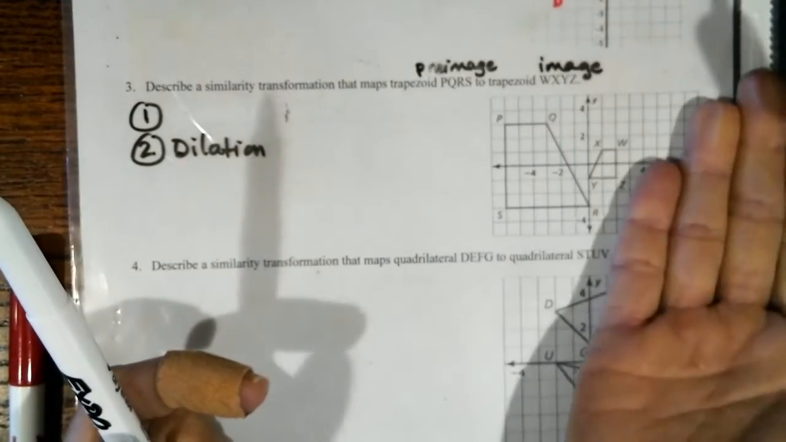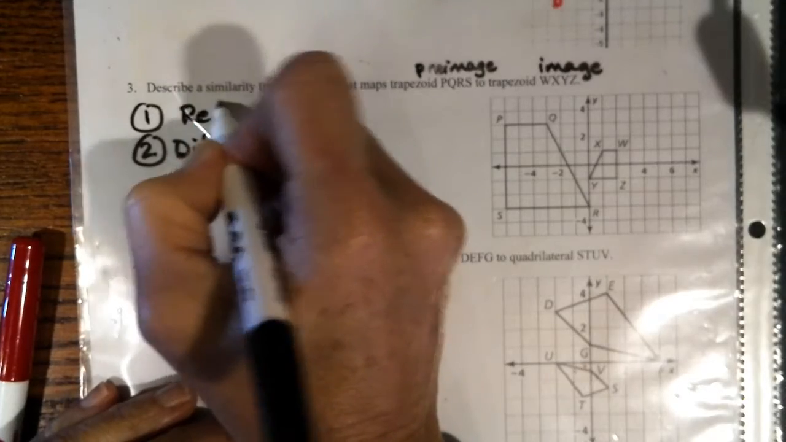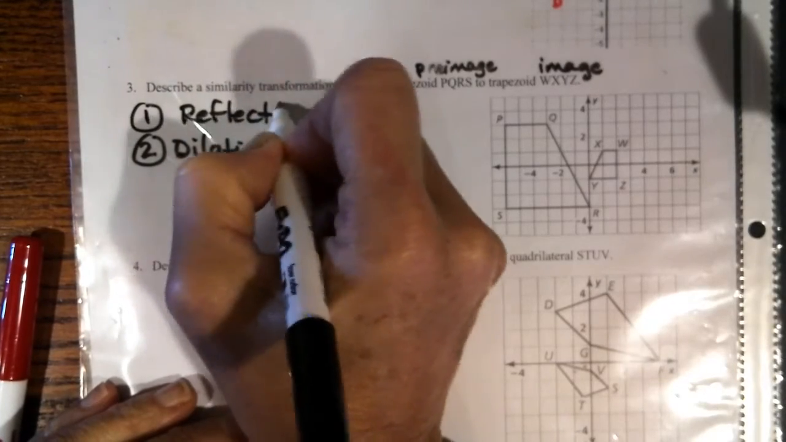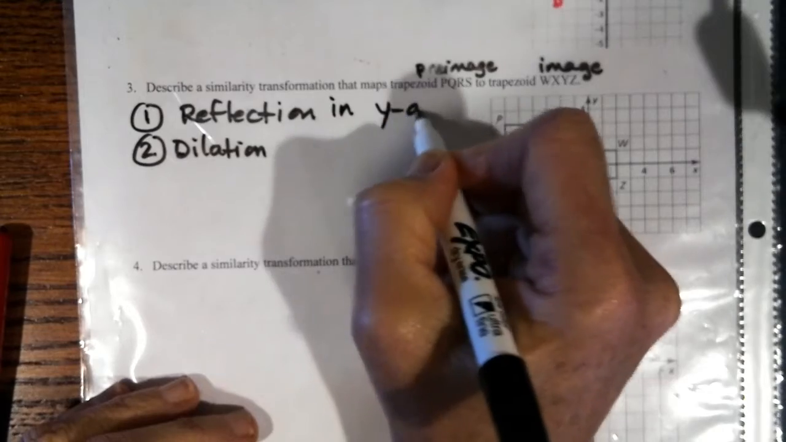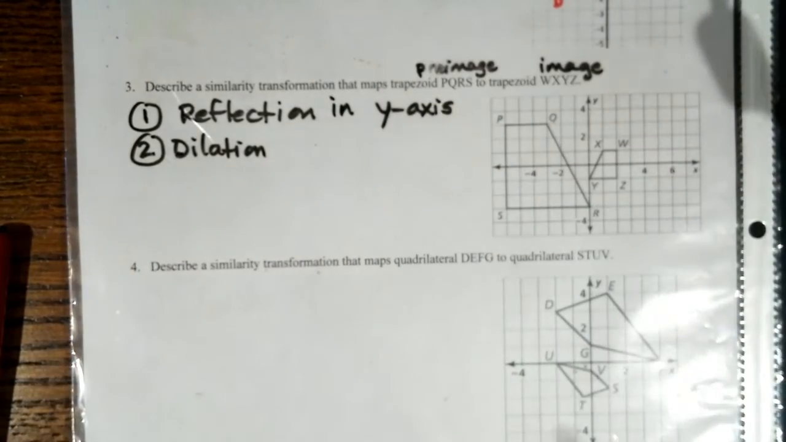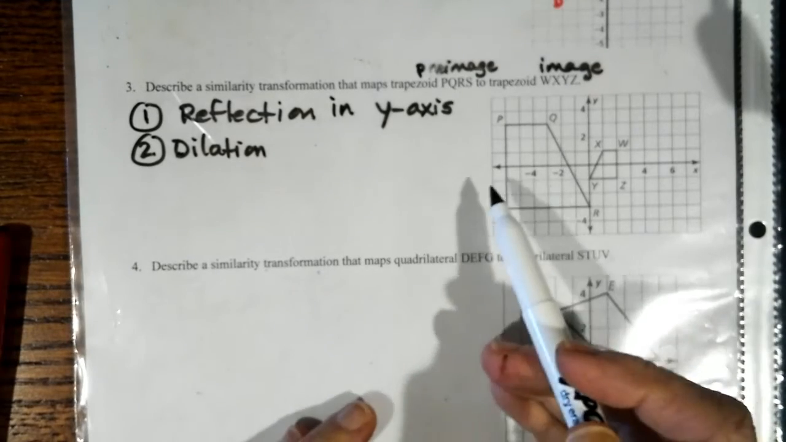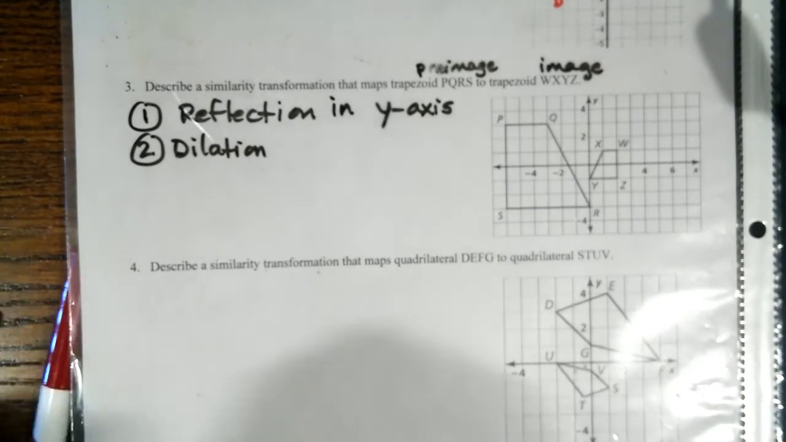Actually, what it looks like is it looks more like a reflection. Wow. We all make mistakes. We're going to fix that. This is a reflection in the y-axis. It just went from here to here. Okay. Now the dilation thing here, once you reflect it, I'm going to use a different color here.